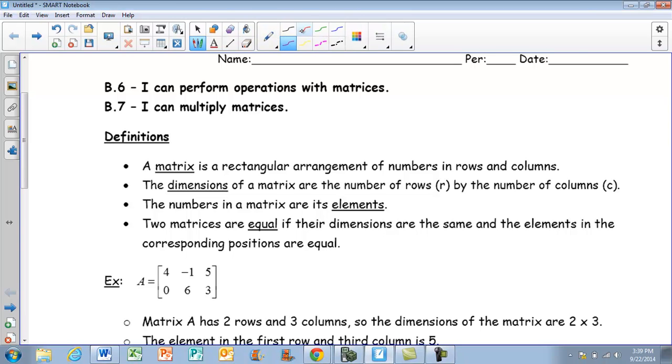Okay, today we're going to take a look at section 3.5/3.6. By the end of this lesson, we hope that we can perform operations with matrices and also multiply matrices. So the first thing we need to look at are some definitions.